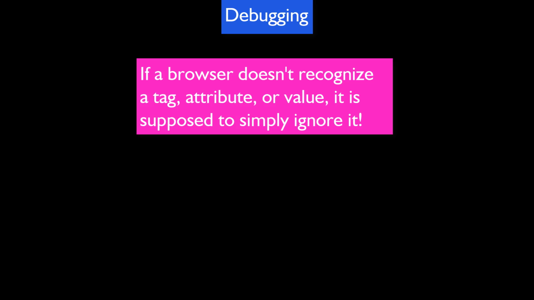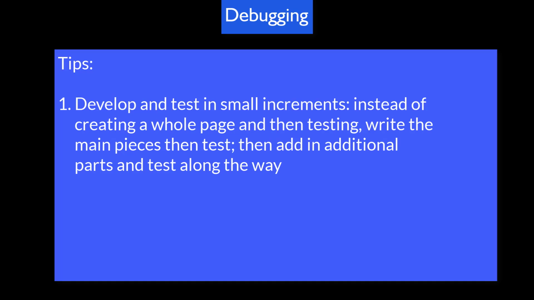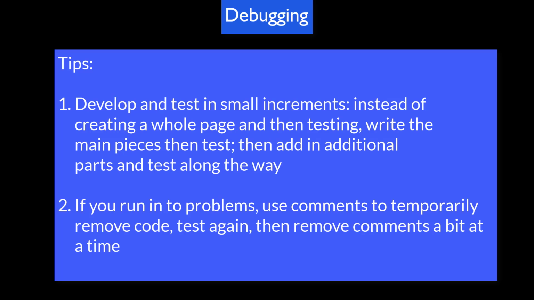Remember, if a browser doesn't recognize a tag, attribute, or value, it is supposed to simply ignore it. If some attribute is not being picked up or displayed, recheck all the points above. And here's a couple of tips. First, develop and test in small increments. Instead of creating a whole page and then testing, write the main pieces, then test, then add in additional parts and test along the way. And second, if you run into problems, use comments to temporarily remove code, test again, and then remove the comments a bit at a time.